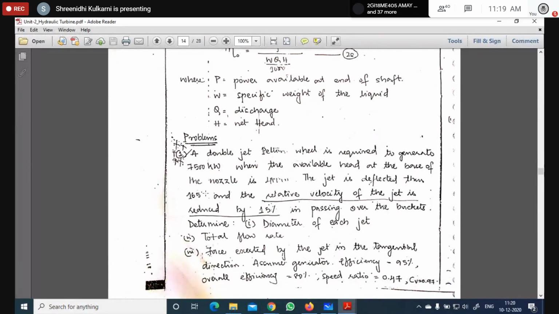Assume generator efficiency is 95%. Overall efficiency is 80%. Speed ratio, that is phi or Ku, is given by 0.47.